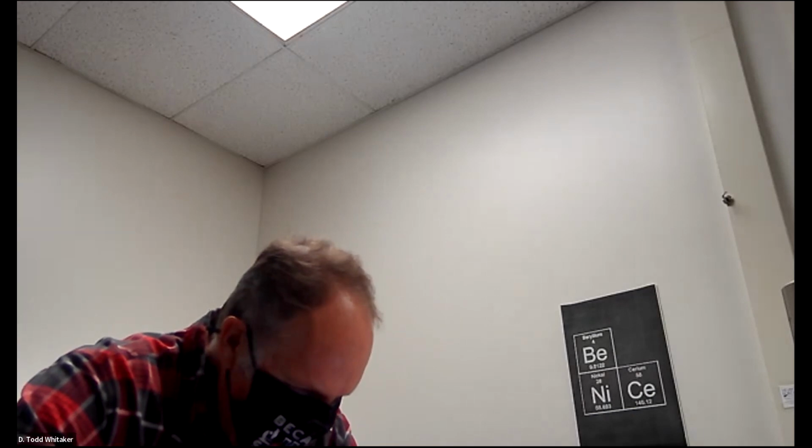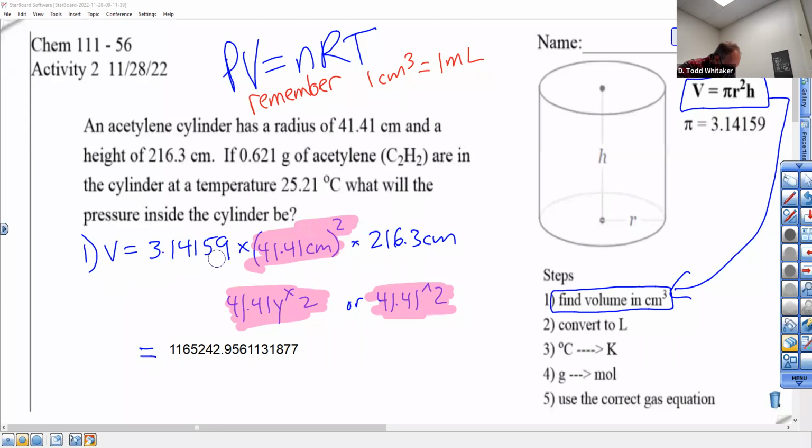All right, ladies and gentlemen, we finally got an answer, and here it is. We took 3.14159, multiplied it by 41.41 squared times 216.3. We even found another way on our calculator. On my particular calculator, there's a key that has this on it, but I don't think a lot of calculators have a key with that on it. And there's the answer. And the units, please. Don't forget, we got centimeters inside a parenthesis and squared times centimeters. Oh, that's centimeters cubed.